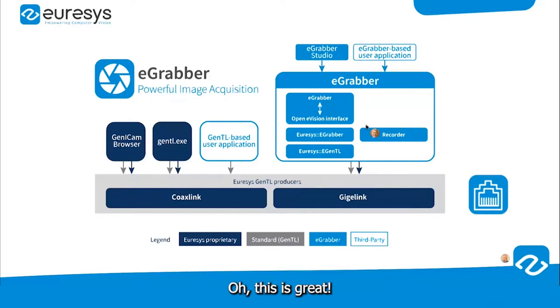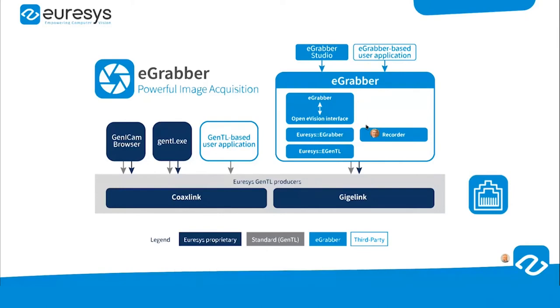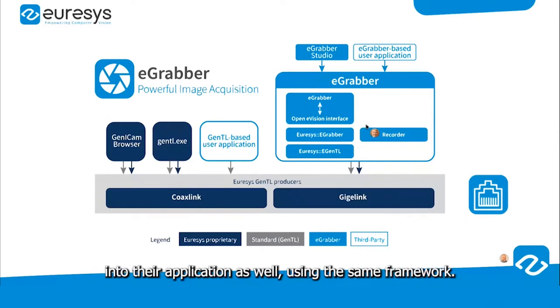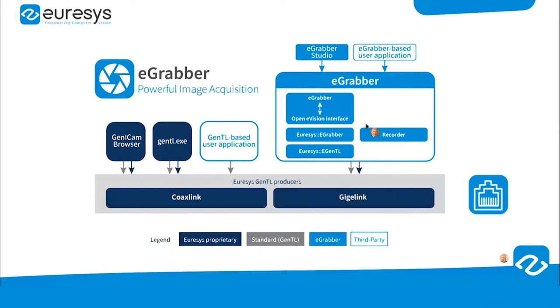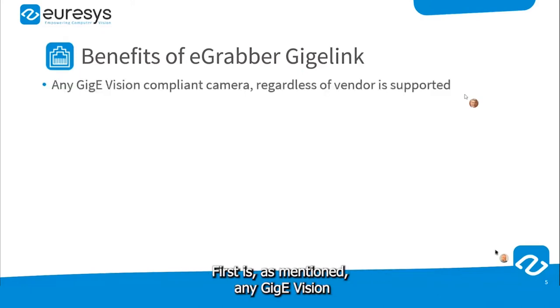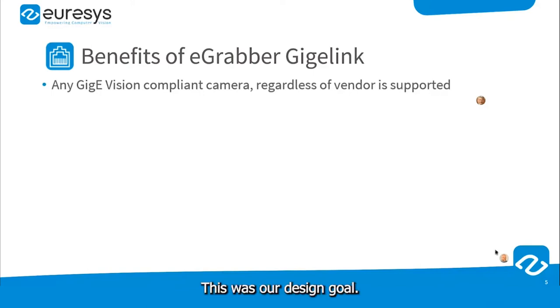Oh, this is great. So this means that anybody who's familiar with the Euresys tool set, our CoaXLink frame grabbers, can now seamlessly integrate GigE Vision cameras into their application as well, using the same framework. So if I understood everything correctly, Eric, let me try to summarize the benefits of eGrabber Gigelink. First, as mentioned, any GigE Vision compliant camera, regardless of the vendor, is supported. Yes, this is correct. This was our design goal.